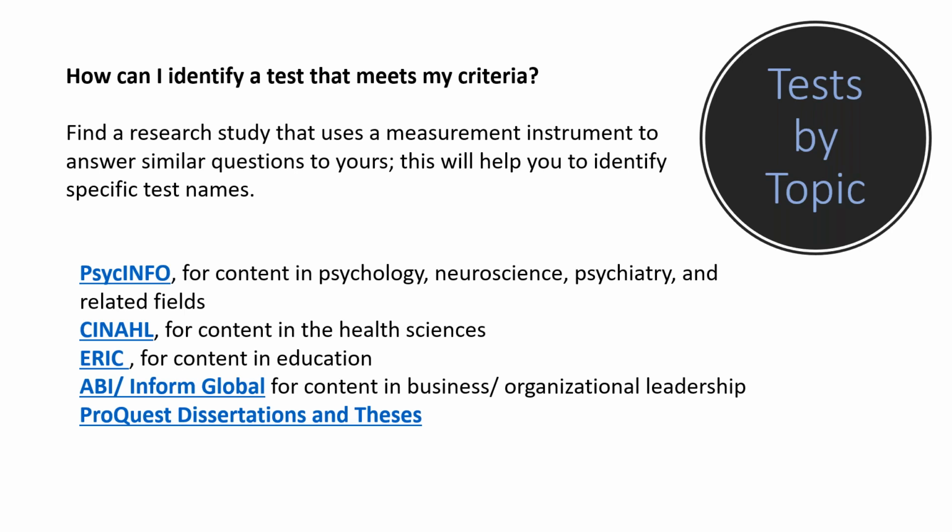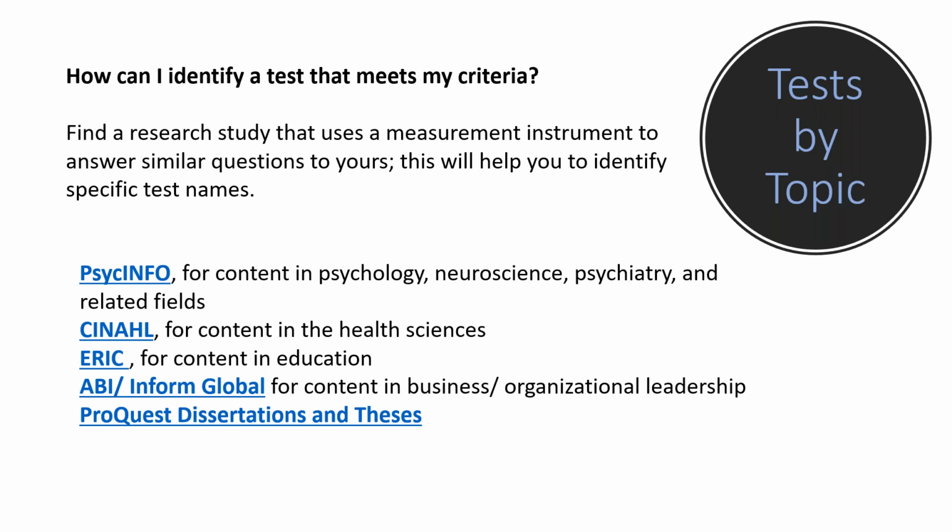And there's lots of different databases that you can look at depending on the topic, right? So if you're looking for something that has to do with psychology, neuroscience, psychiatry, and related fields, PsycInfo is an excellent database for that. If you're looking for content in the health sciences, CINAHL is a really good database for that. If you're looking for content in education, ERIC is a really good database. And then finally, if you're looking for content related to business or organizational leadership management, then a database like ABI Inform Global is a really good resource for that.